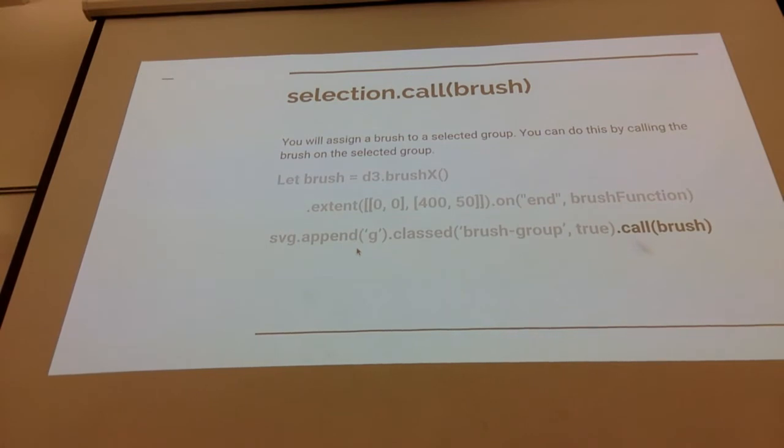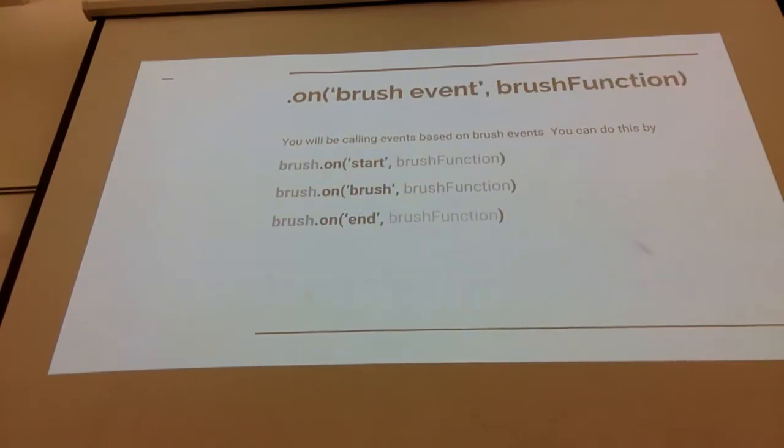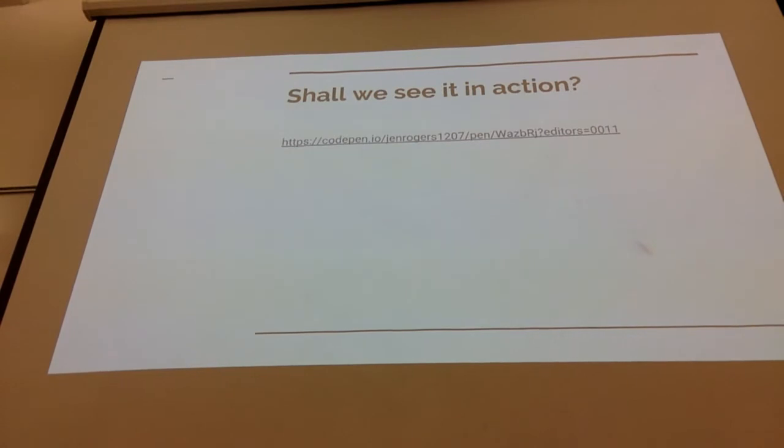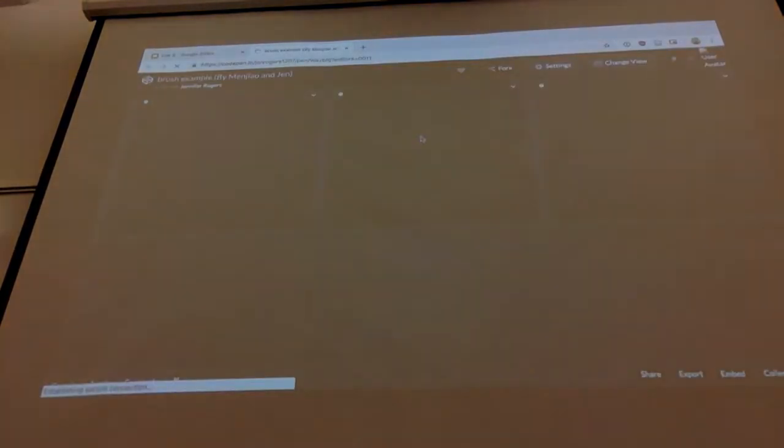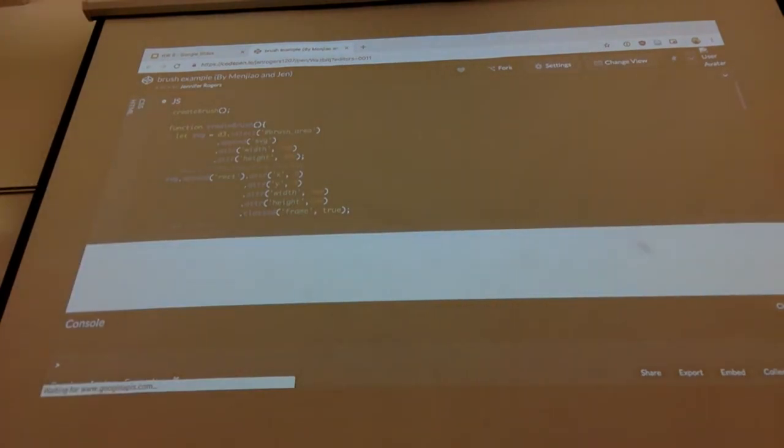With an on event, you can trigger a function on brush start, during the brush, or on brush end. That's when you're drawing your selection. And we can see it in action.